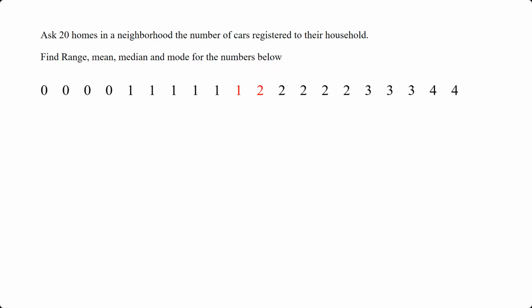Which one, range? Range is easy. What do we get for the range? 4. Because it's the largest minus the smallest, 4 minus 0 is 4.